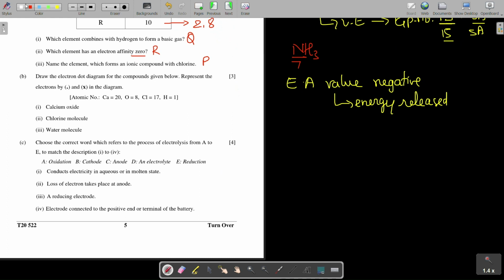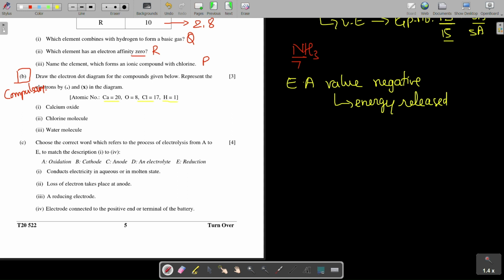Mark this question. In all the question papers, this is a compulsory question. Definitely this question will be there, for 3 marks. That is the electron dot diagram. There are a lot of compounds, some 3 organic compounds and some 6 to 8 covalent compounds. If you practice them, you can easily get 3 marks. Here, they have also given you the atomic numbers.